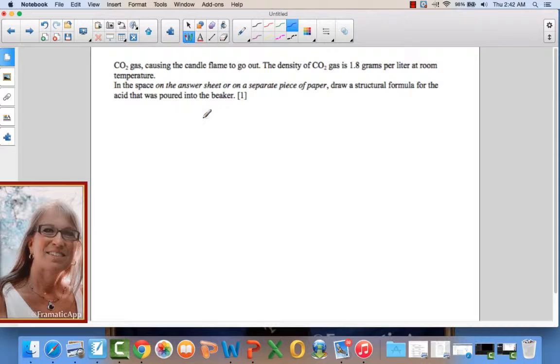Wow. Draw the structural formula for the acid. So all that, because they want me to go back and draw ethanoic acid.